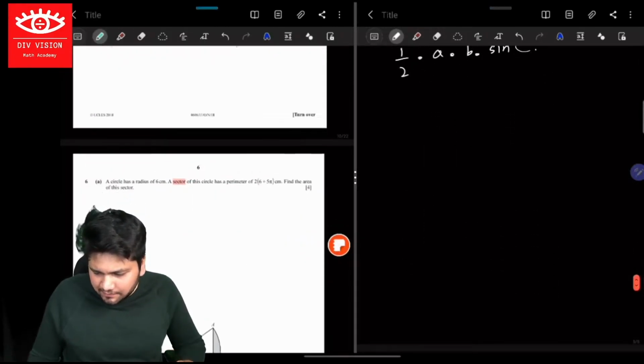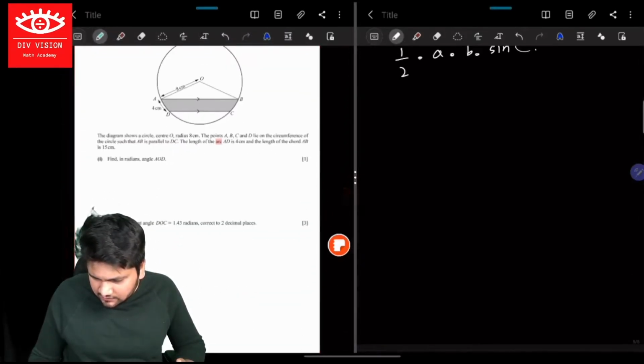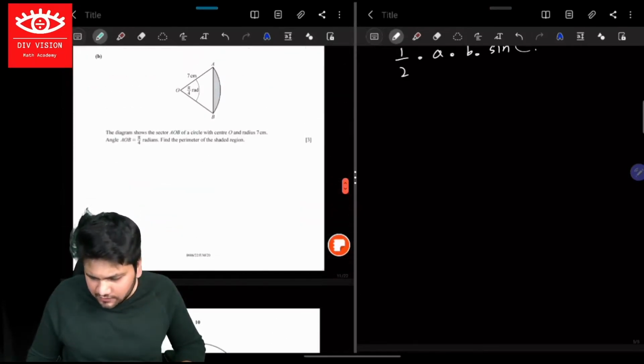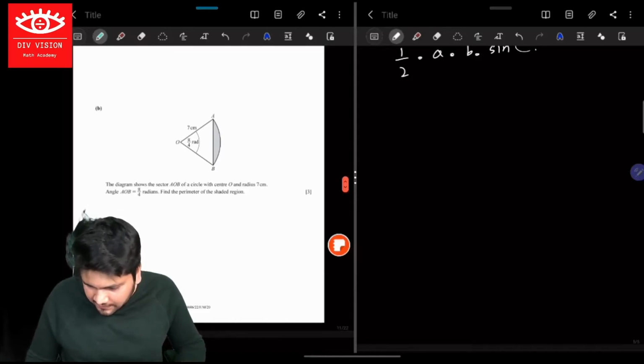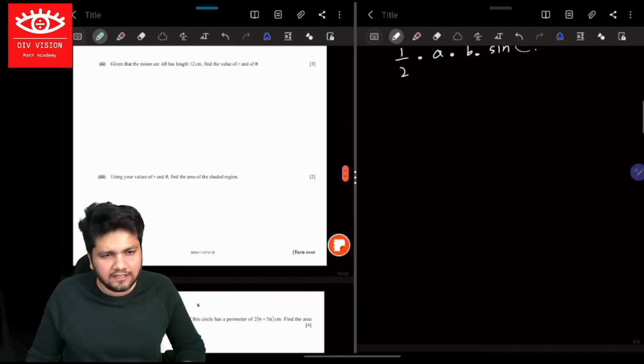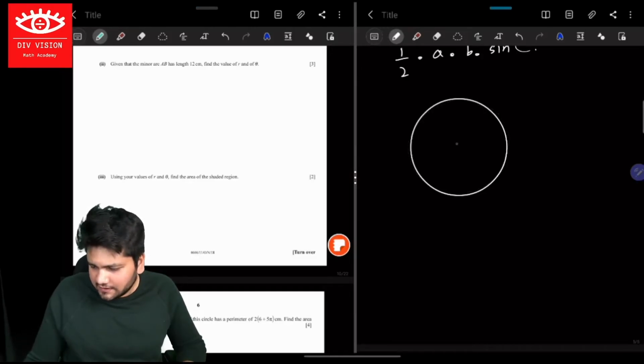These are the papers which are quite recent, as you can see, from 17 to 20 onwards. Generally they give you twisted questions only. If I have a circle like this, let me give you one basic example. Let's say the radius is 10 centimeters and the angle is pi by 3 radians.